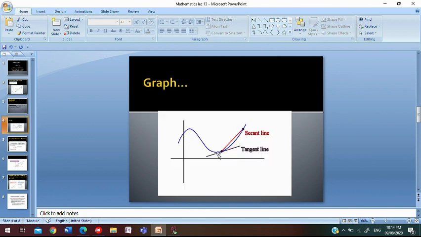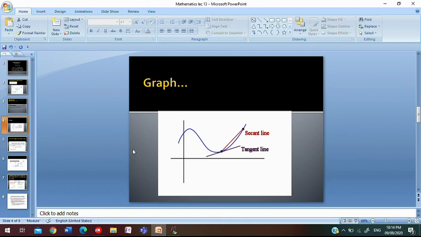Now, this graph shows the difference between the secant line and the tangent line. This red line represents the secant line, and you can see very clearly here you have two points. This is the curve, and the secant line is showing the difference between the two points. This one is the first point, and this is your second point. But the tangent line is represented here by this black line, and you can see this line just touches the curve at a single point.